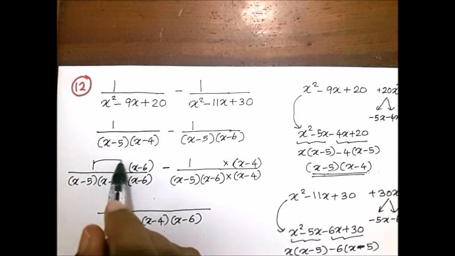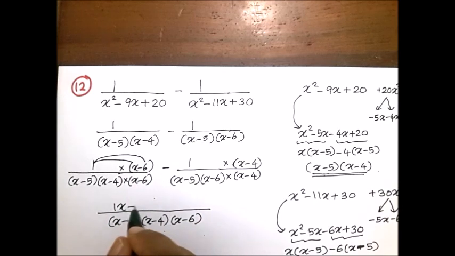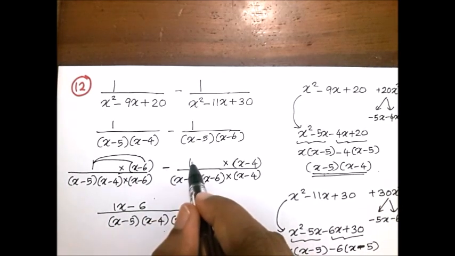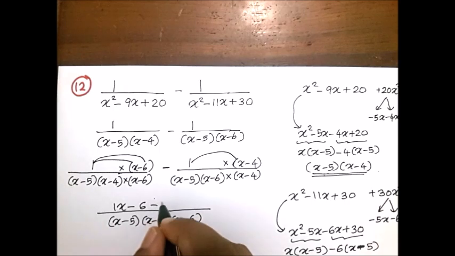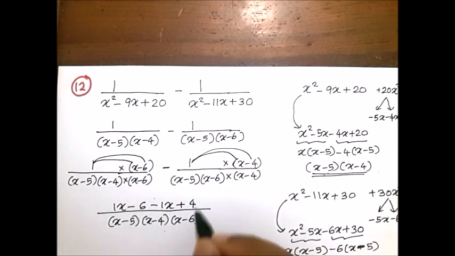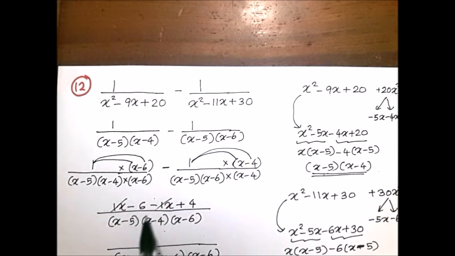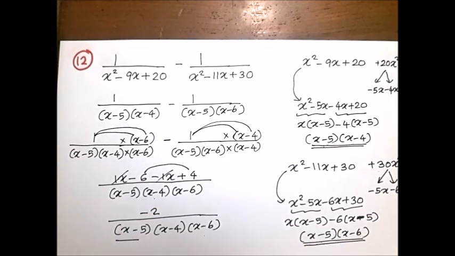Now remove brackets in the numerator. 1 multiplied by x, it is 1x. 1 multiplied by minus 6, minus 6. Here minus 1. Minus 1 multiplied by x, minus 1x. Minus 1 multiplied by minus 4, it is plus 4. Now the same denominator. You can simplify the numerator. Minus 1x and minus 1x, you can cancel it. Minus 6 plus 4, it is minus 2. This is the answer for the 12th one.